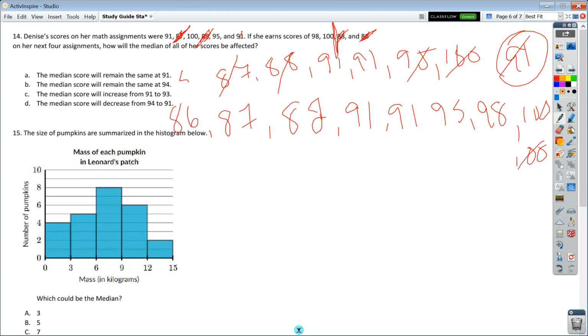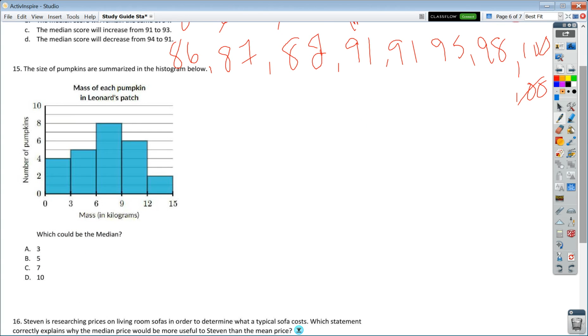88 are on this side. So I'd have 88 and 86, my bad. And then I'd have 98, which I added in. So they added 2 on both sides. So my 91, my median stays the middle. So the median score will remain the same at 91 because I added 2 to both sides.